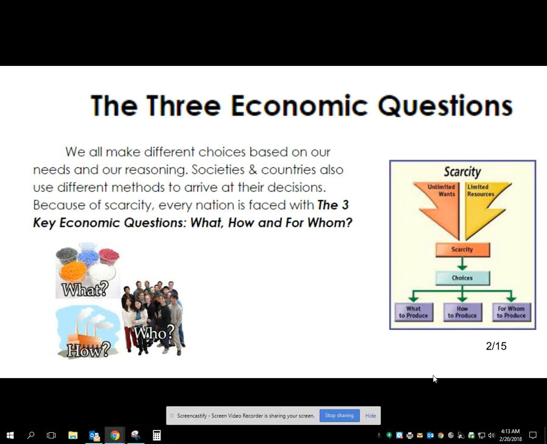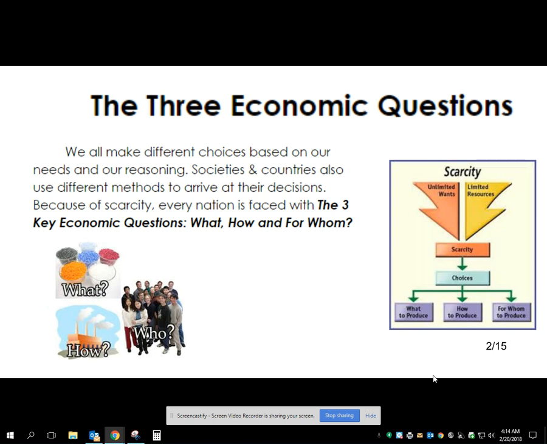Good afternoon. In the past, we've talked about scarcity and the fact that we have unlimited wants, but limited resources to meet those unlimited wants. So, when we talk about scarcity, we have to talk about how governments or economies deal with scarcity. How are they going to meet the needs and wants of their consumers, of their citizens, with the limited resources that we have? Economists have identified three key economic questions.